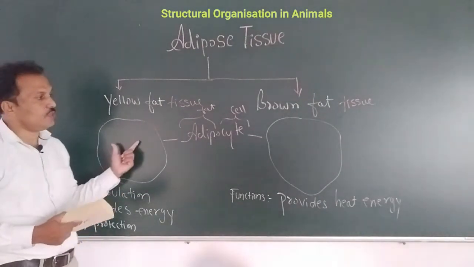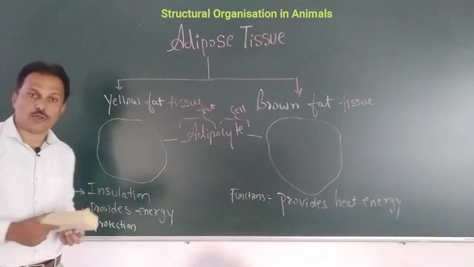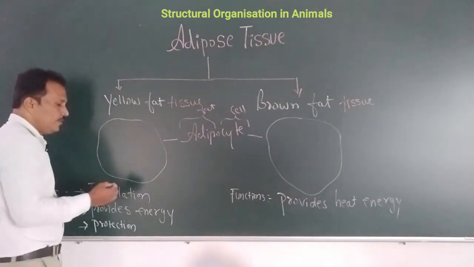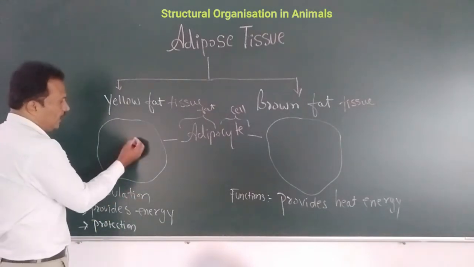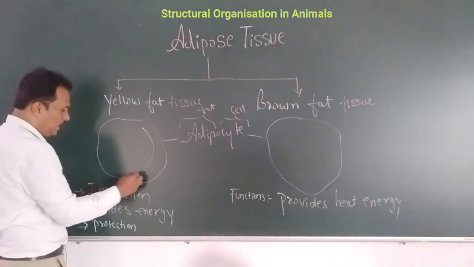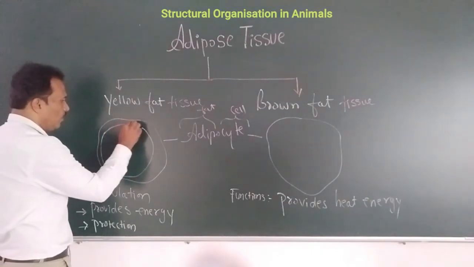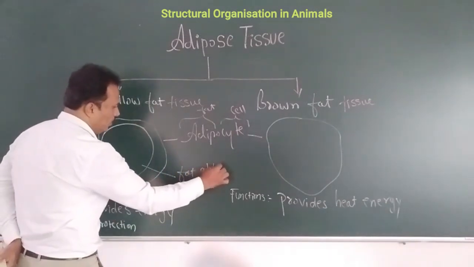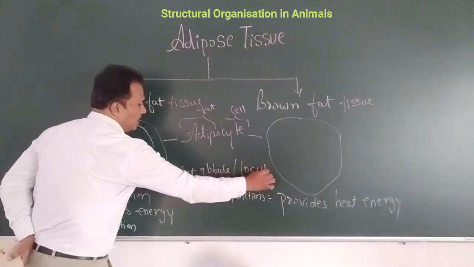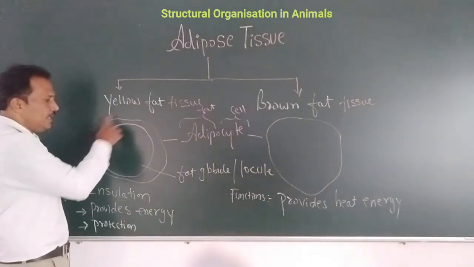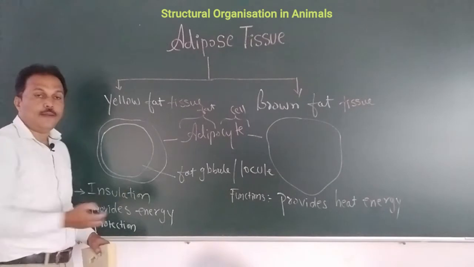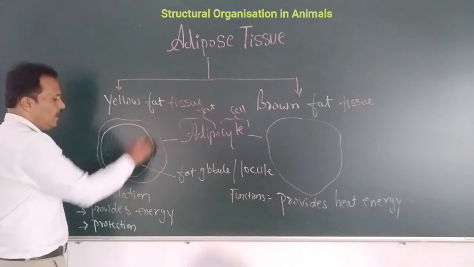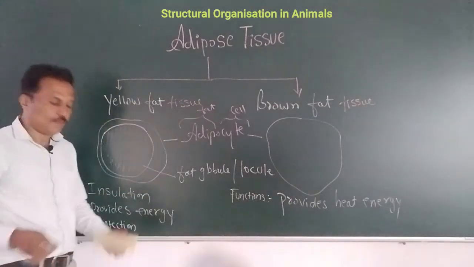What is the difference between these two adipocytes that we are going to discuss? Yellow fat, just now I have told you its location. In yellow fat, this adipocyte will appear like this. This is the fat globule, or locule. A big area of the cell is covered by the fat globule and it is filled with fat. Which color of fat? It is filled with yellow fat.